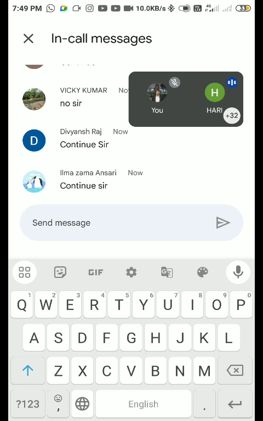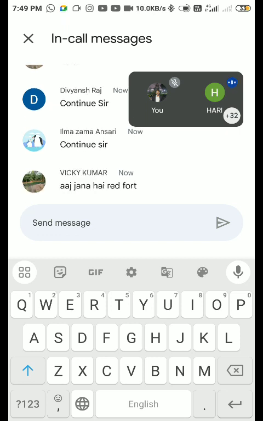Now we can see union and state legislature.